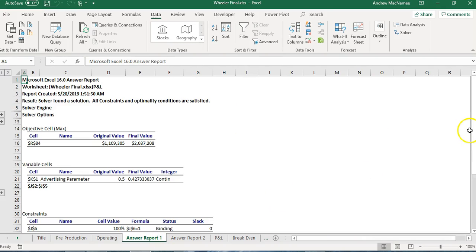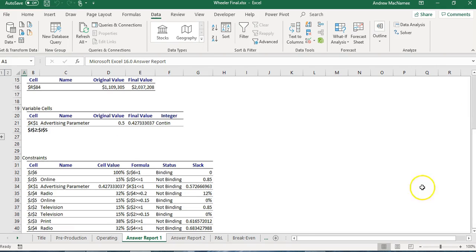We can look at the answer reports to see which of the variables were binding and not binding. If they're binding, that means we were up against it, and that was what stopped it. So we can see that the non-binding ones are the ones that are still free to flex, and those are the ones that would be really hard to find on our own what the optimal answer is. So the advertising parameter, the percentage spent on radio, the percentage spent on print are non-binding.